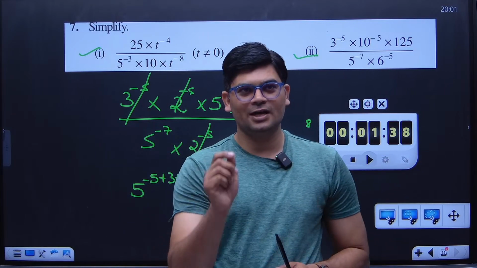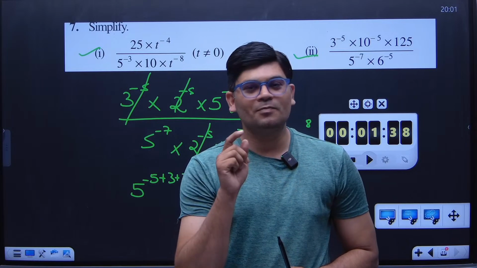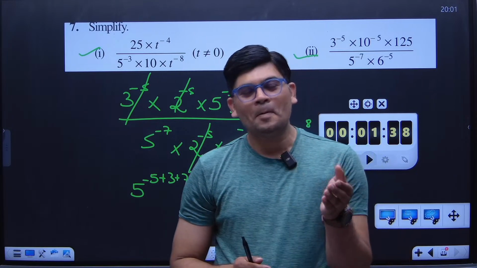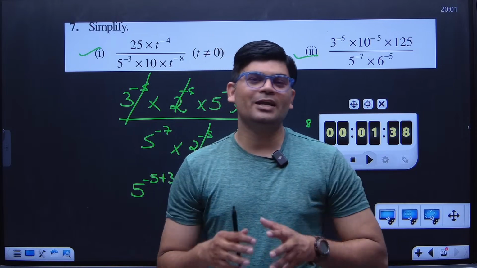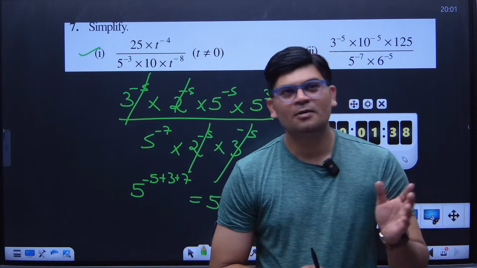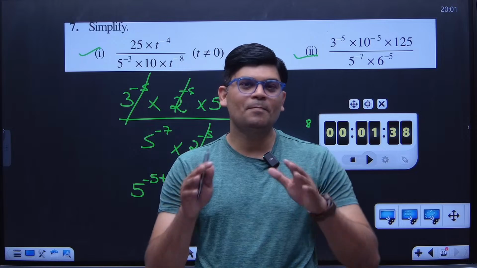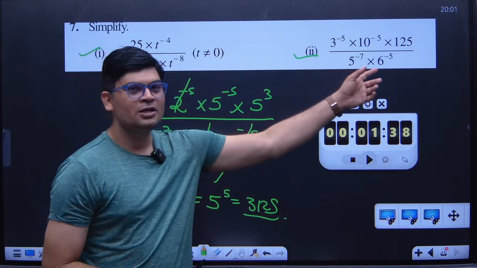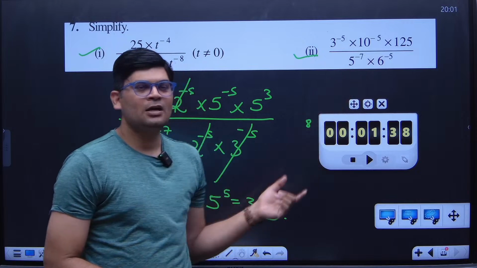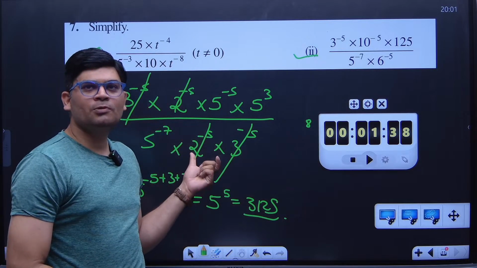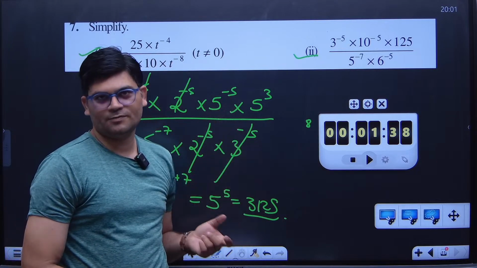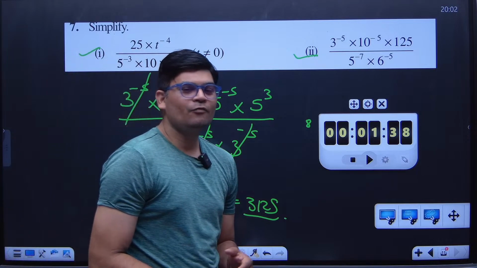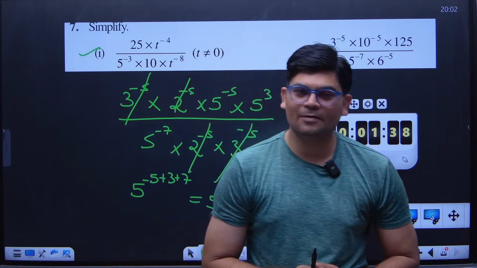The first thing is either look for the same base, and if the base is not the same, make the base same. How can you make the base same? By factorizing the composite number into its prime factors, making the power remain the same. For example, in this question, 6 raised to the power minus 5 was written as 2 raised to the power minus 5 into 3 raised to the power minus 5. This is all you have to do. And when you do this, you can look for the same base.